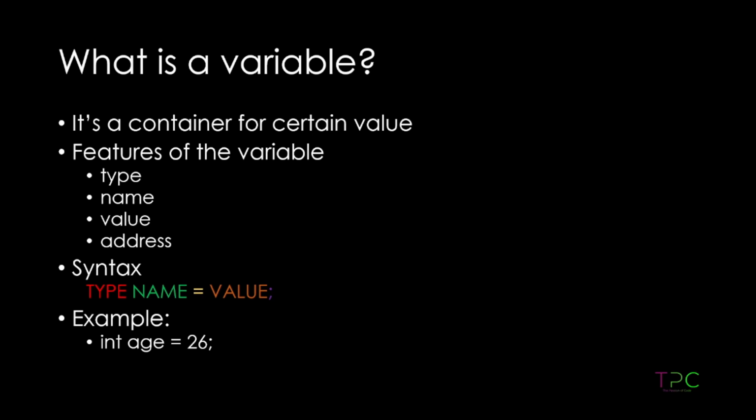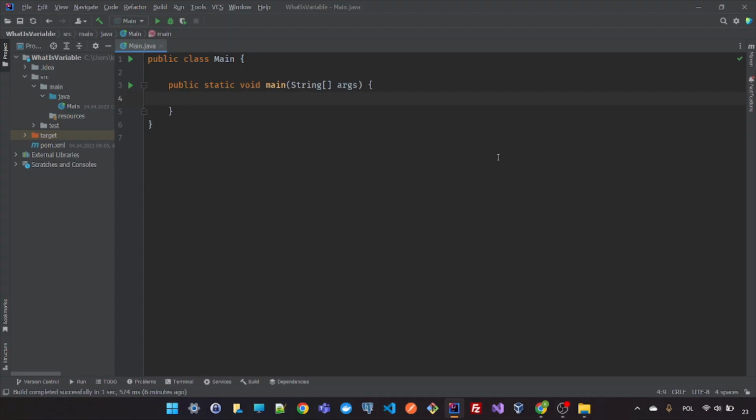Let's go to practice. Okay, let's create our first variable. To do that, we use the simple example from the presentation. First of all, we need a type. There was an integer, then a name, age, assignment mark, value 26, and semicolon. Please remember the semicolon in the end, because it's a common mistake at the beginning of learning. So this is our variable.